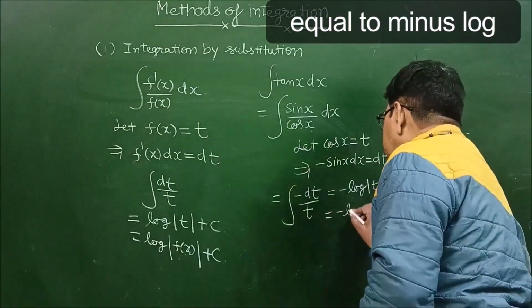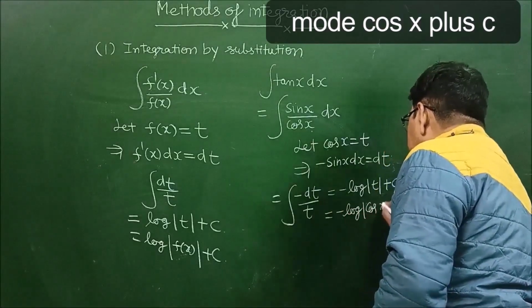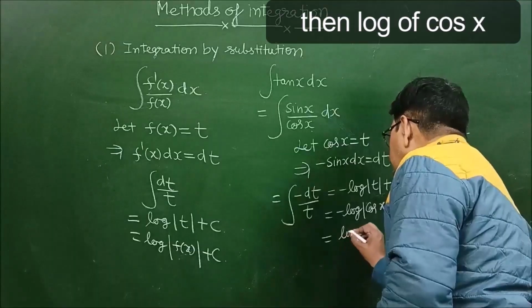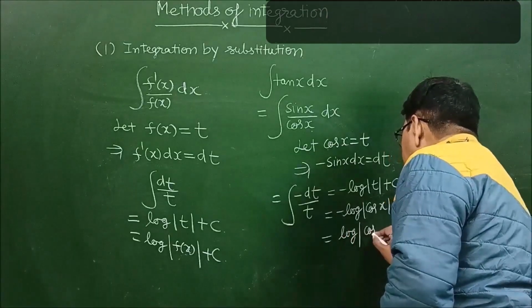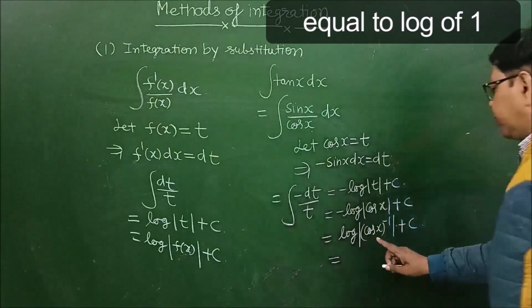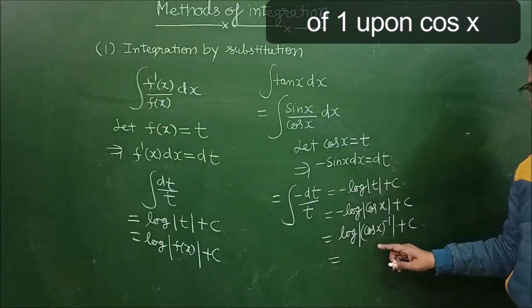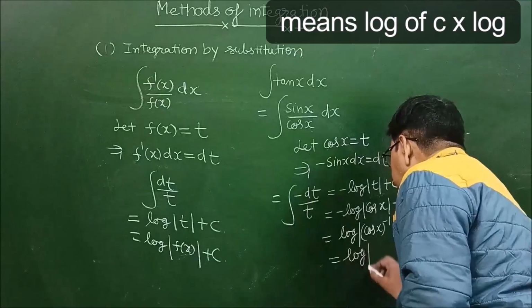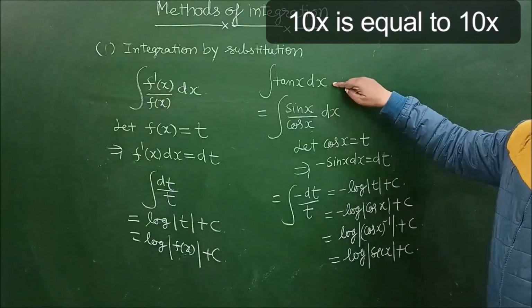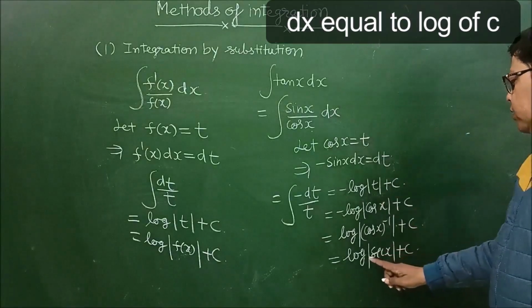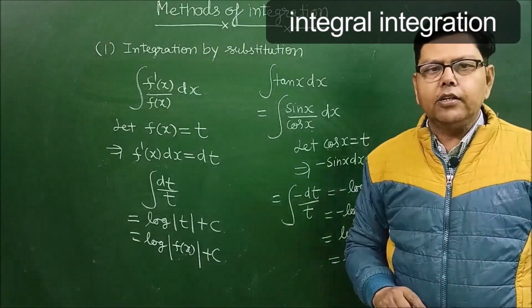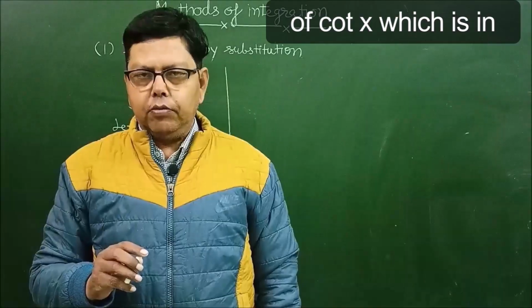So this is equal to minus log mod cos x plus c, or if I bring this minus sign here, then log of cos x raised to the power minus 1 plus c, which is equal to log of 1 upon cos x, and log of 1 upon cos x means log of sec x, log of mod sec x plus c. So the integration of tan x dx is equal to log of sec x plus c.